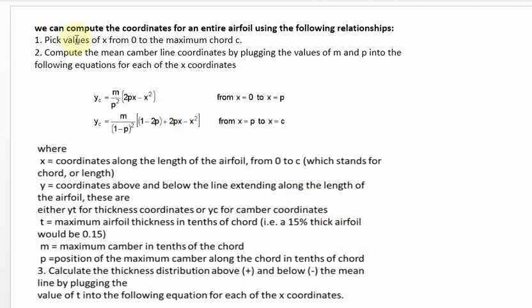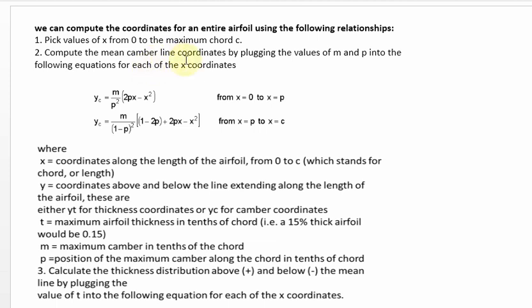Okay, the first step we have to identify the value of x. x will be nothing but 0 from C: you consider the starting leading edge as 0 and the ending trailing edge as the chord, that is C. So you have to choose the value of x from 0 to the chord value. That's the first step. And second step, we have to define your mean camber line.